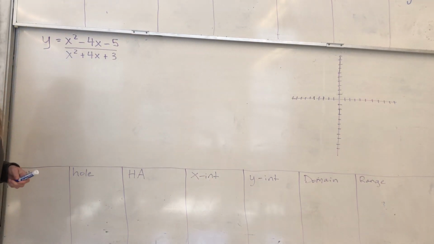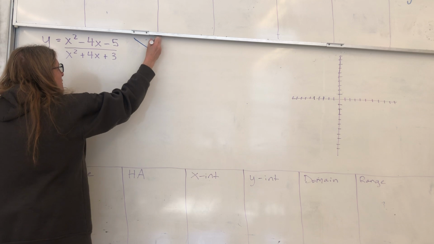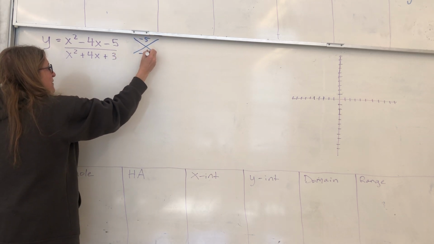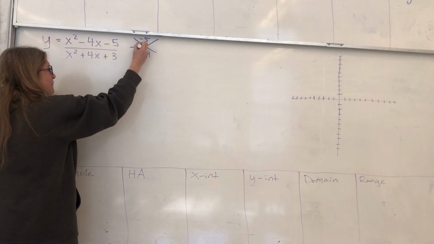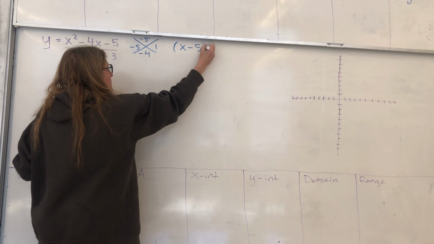Okay, this one's the same type of thing, but it's going to require us to factor. If you recognize this pattern, this is diamond factoring. Two numbers that multiply to -5 and add to -4 would be -5 and 1. So this turns to x minus 5 times x plus 1.